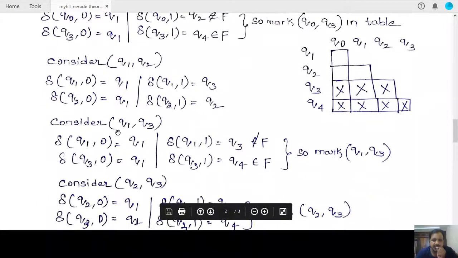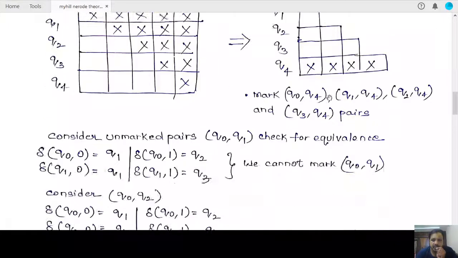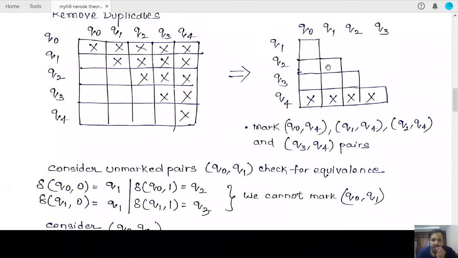Next one. Next empty cell you have to take, from this diagram you have to select Q1 Q3. So Q1 Q2 is already over. Next you have to select Q1 Q3, or it is similar to Q3 Q1. However you perceive it is up to you. I am writing in a sequence, the smaller number first, the larger number next. So Q1 Q3 means Q3 row, Q1 column.